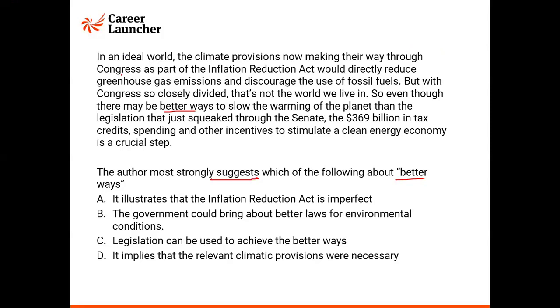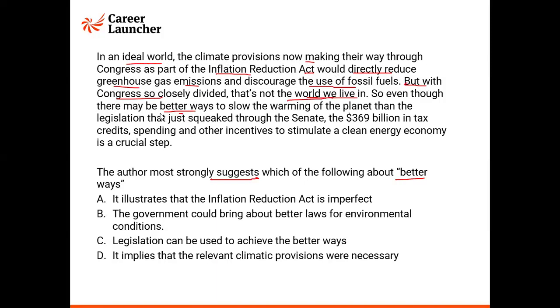Now, whenever it comes to a question such as this, which is an inference question, you've got to be a lot more careful. And you, of course, must make sure that you read the entire paragraph here. For example, in an ideal world, the climate provisions now making their way through Congress as part of the Inflation Reduction Act would directly reduce greenhouse gas emissions and discourage the use of fossil fuels. But with the Congress so closely divided, that's not the world we live in. In an ideal world, this act would really work well, but practically, it will not.